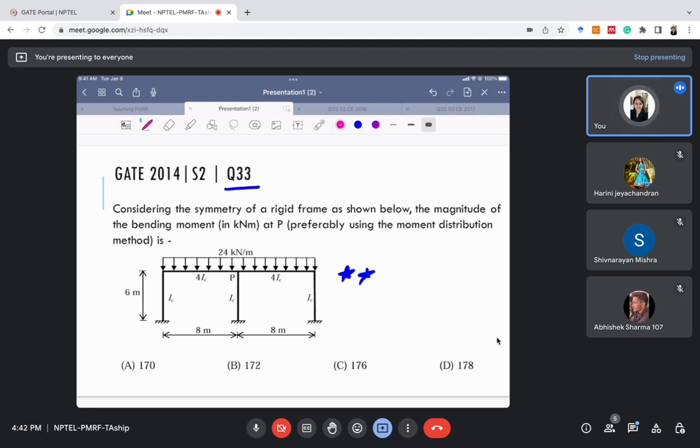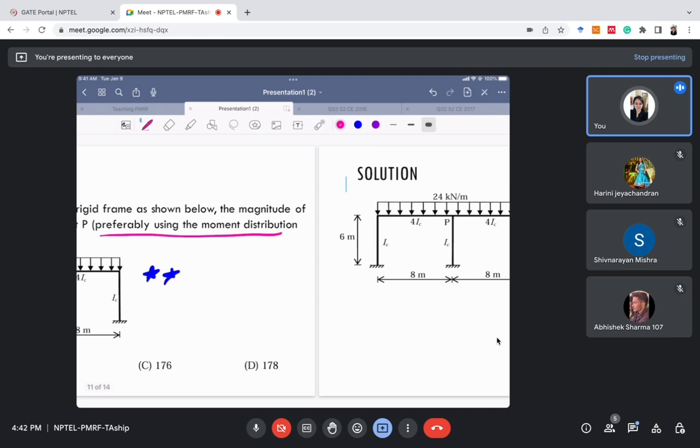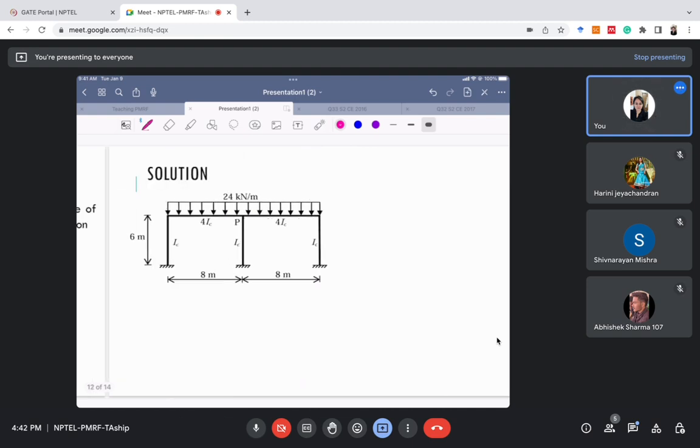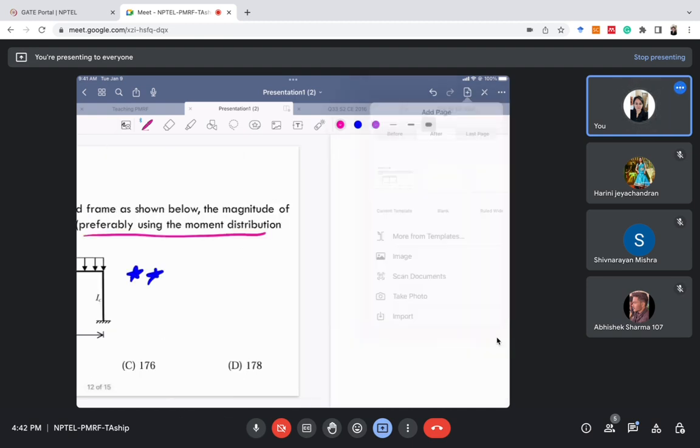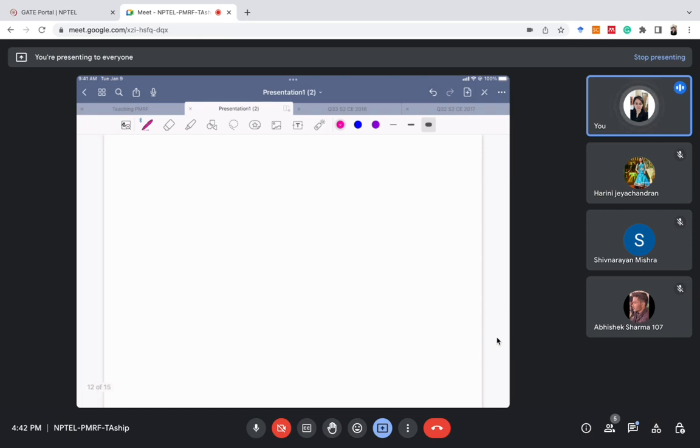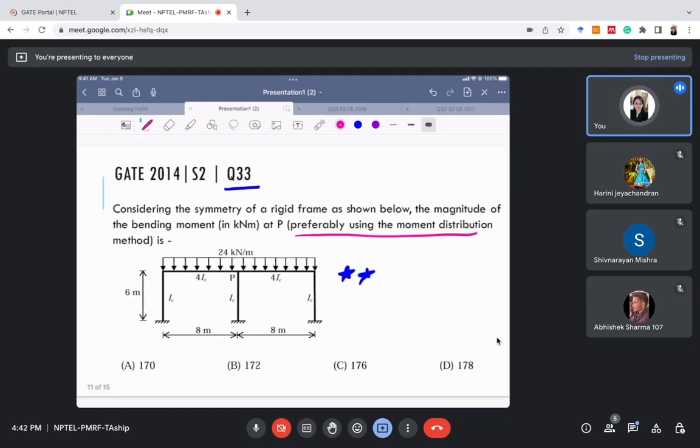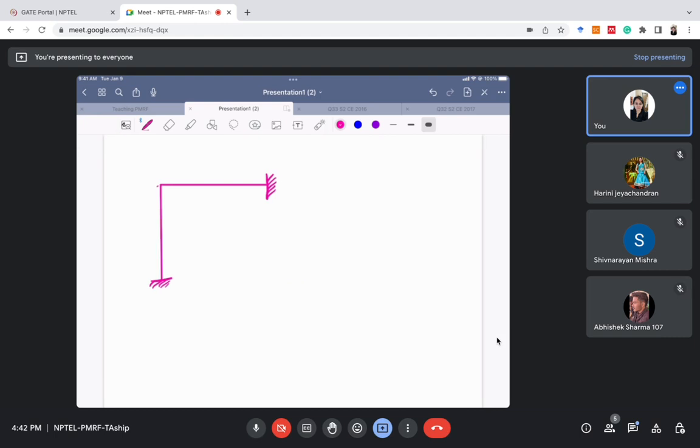So we will use the slope deflection method, although they are telling us to use moment distribution. Now I do not need this big frame; I'll just use this half part. These are some tricks which they expect you to know, otherwise it's very difficult to solve this entire frame.